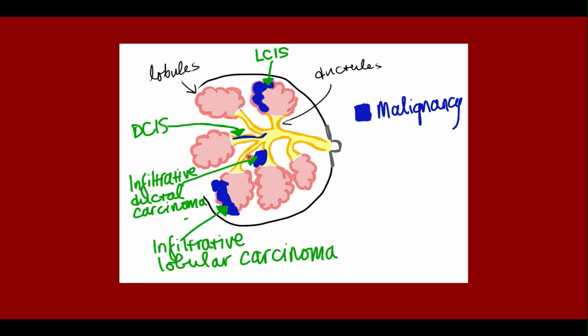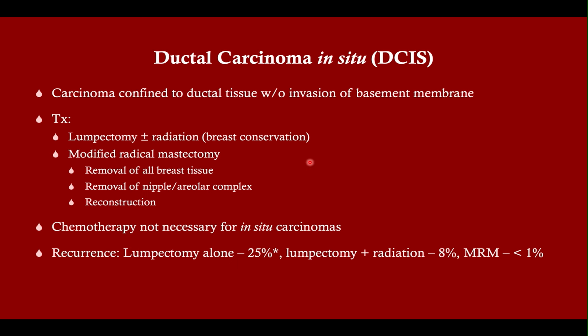If it invades the basement membrane, then it's considered infiltrative. So infiltrative ductal carcinoma or infiltrative lobular carcinoma. And it's the ductal carcinomas which are more common, but the lobular carcinomas are more likely to be bilateral. So first, ductal carcinoma in situ. This is carcinoma confined to the ductal tissue without invasion of the basement membrane.